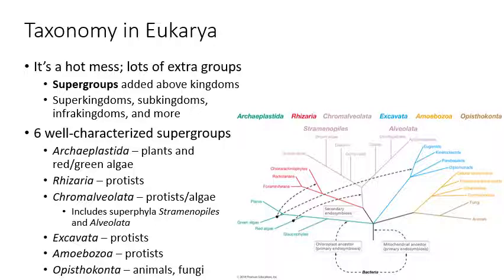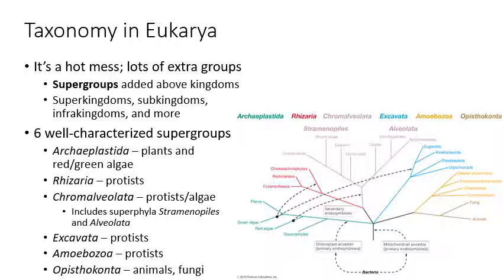We're just going to go through the 6 best characterized supergroups that you have in domain Eukarya, which are Archaeplastida, Rhizaria, Chromalveolata, Excavata, Amoebozoa, and Opisthokonta. Archaeplastida has the plants and the true algae, the red and the green algae. Opisthokonta has the animals and the fungi. Every other supergroup has protists.